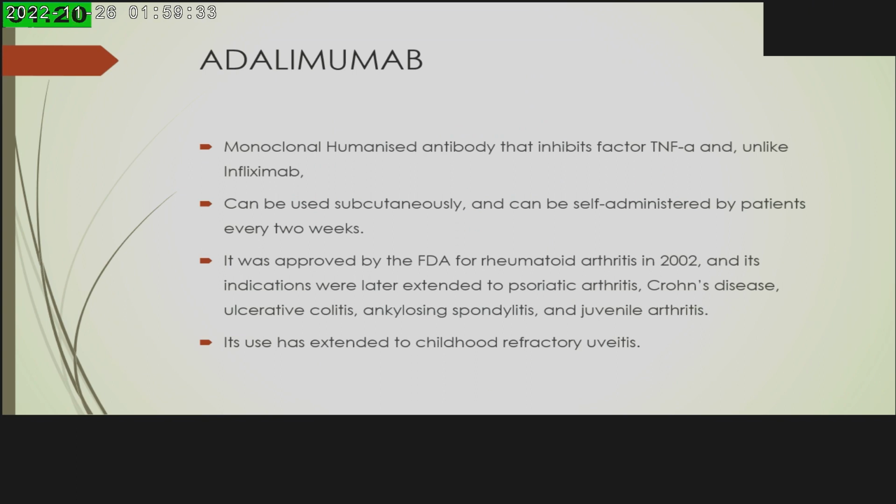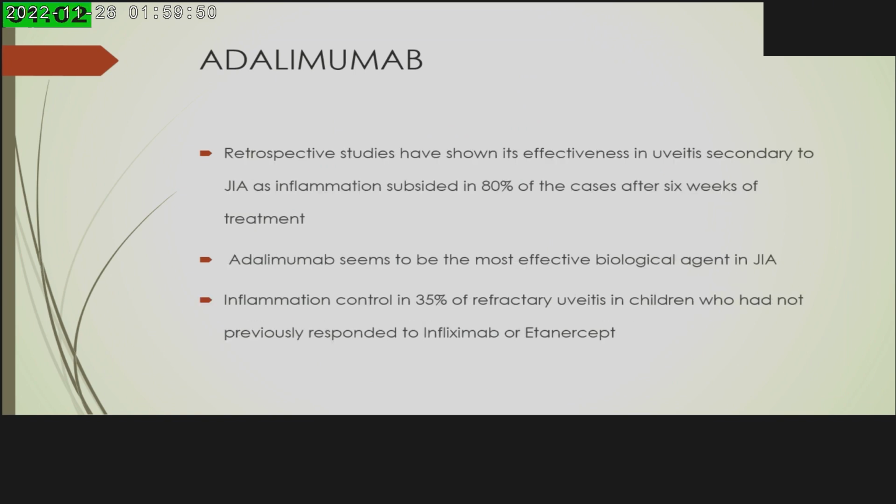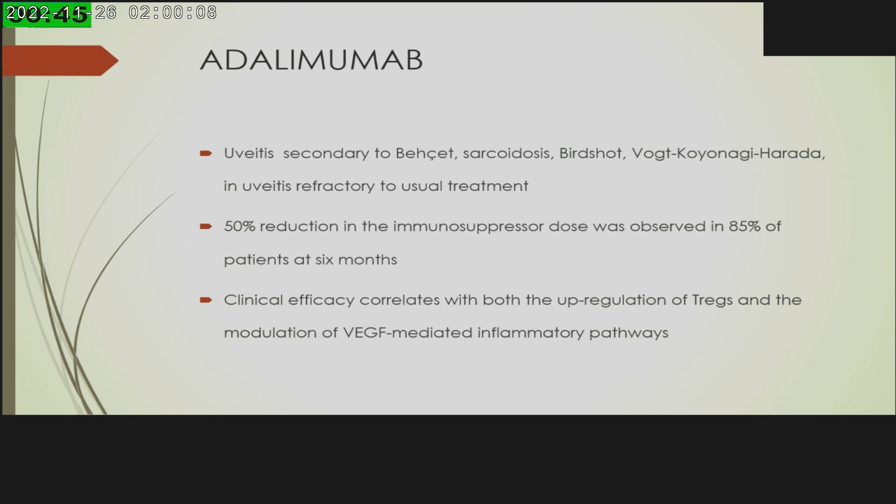It's a monoclonal humanized antibody that inhibits TNF alpha, and it can be used subcutaneously, like a pen which can be injected by the patients themselves once in 2 weeks. And it has been approved by the FDA for use in childhood refractory uveitis. And the studies have shown that it is the most effective among all biologicals for JIA, and in 35% of the cases where it is refractory to any other biologicals like infliximab or etanercept, it also gets inflammation control. So it is one of the most useful, especially in pediatric cases. And in diseases like Behçet's and sarcoid, where your routine immunosuppression fails, you can use adalimumab. It's a very useful drug.